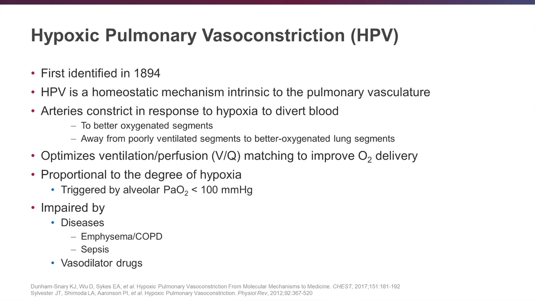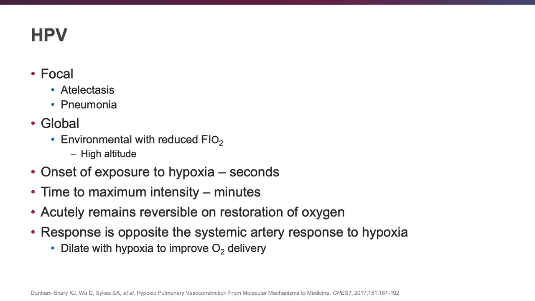That amount of hypoxic vasoconstriction is proportional to the degree of hypoxia and is triggered by a PaO2 of less than 100. It can be impaired by diseases that affect the lung globally, such as emphysema, or even diseases that may cause vasodilatation like sepsis, and is also impaired by vasodilator drugs. HPV more commonly occurs focally in regions of atelectasis or pneumonia or regional disease, again to divert blood flow to areas of the lung where there's better ventilation or better oxygenation.